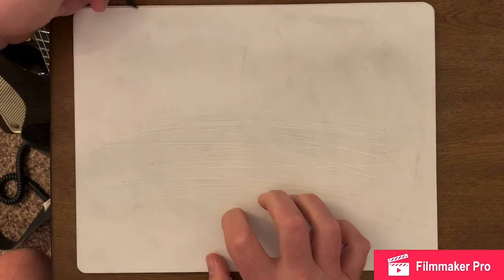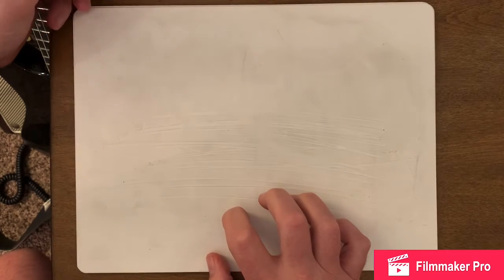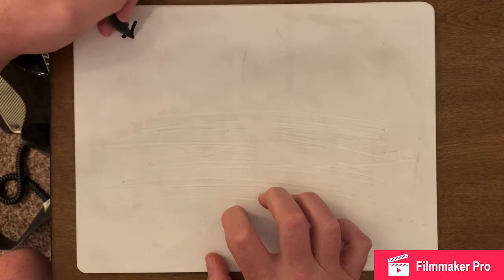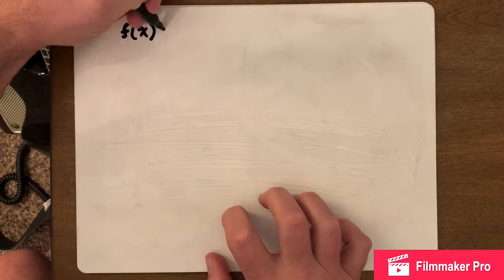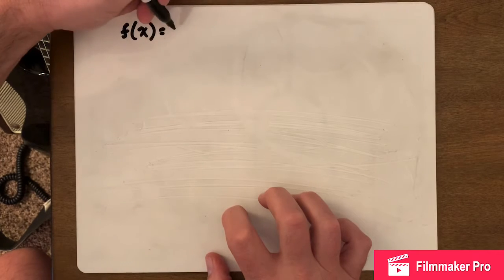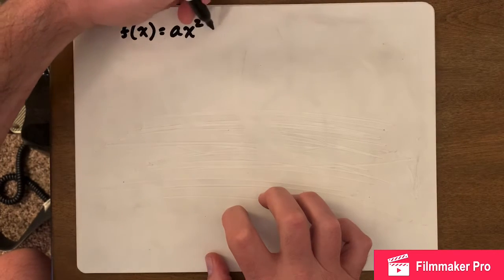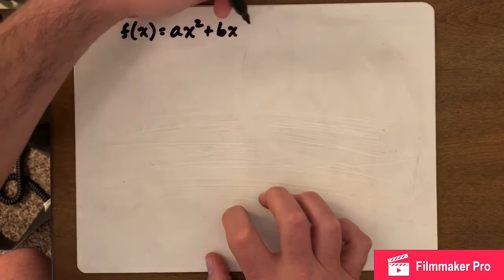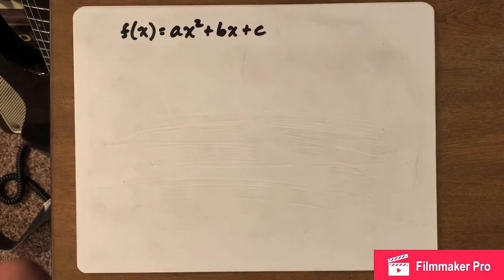Today I'm going to show you a little video about how to graph quadratic functions that are in standard form. If we remember from some of our previous lessons, standard form of a quadratic looks like this: f of x is equal to ax squared plus bx plus c.